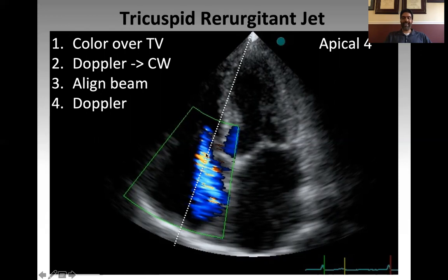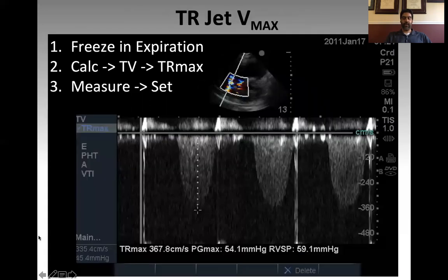So again, you're trying to make that theta angle between the color jet direction and the Doppler direction as small as possible. You can tilt your view here to line that up as best as possible. So put your color jet on, put your continuous wave Doppler through that color jet, and then you hit Doppler or you hit start, depending on which machine you're using. And what you're going to get is a waveform that looks like this.